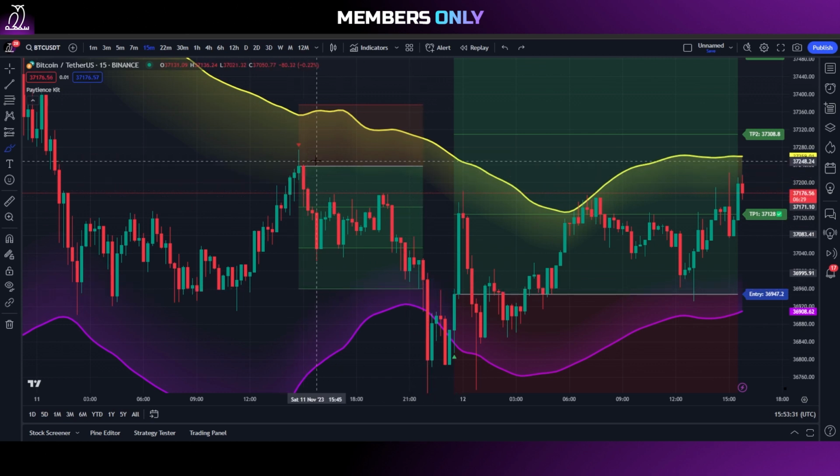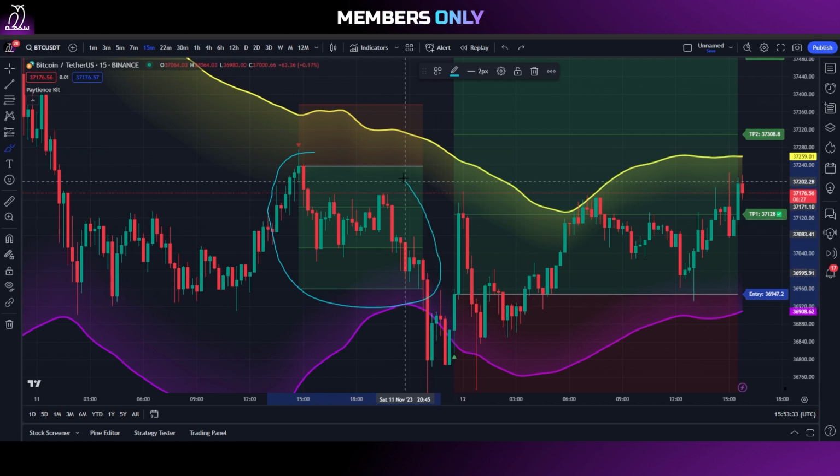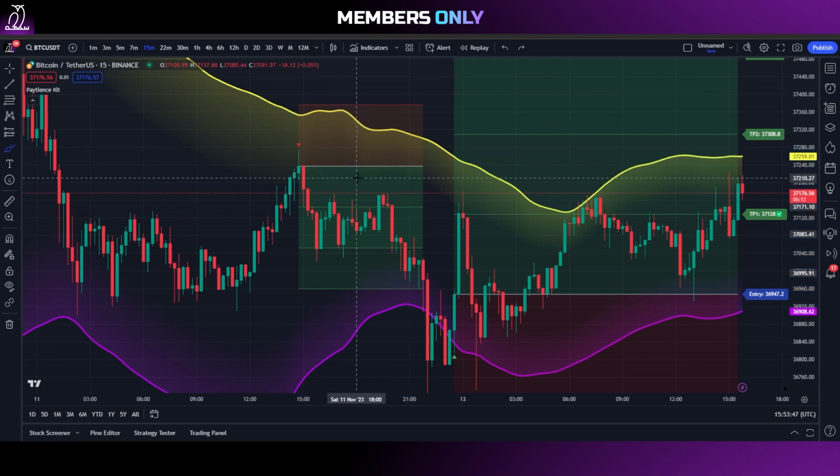And this is the 15-minute chart. So this entire trade took place over a few hours. If you were using leverage, you could have made thousands and thousands of dollars there, depending on your capital size.